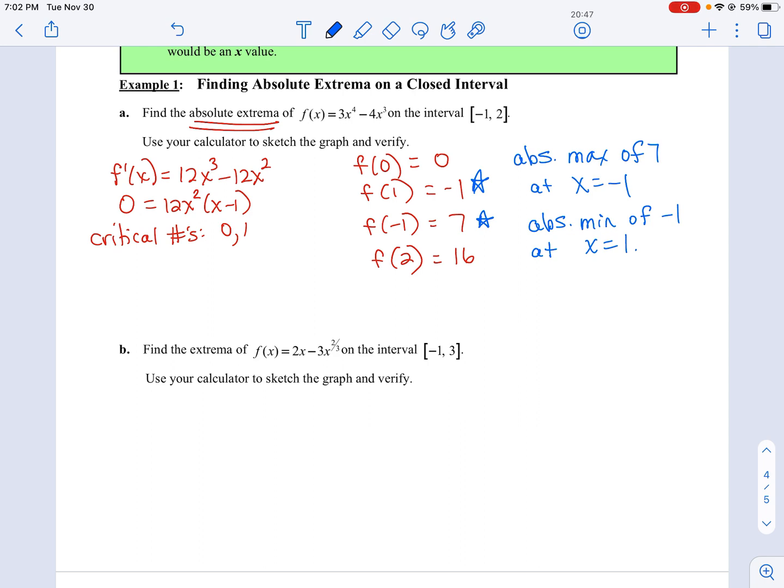Letter B. Let's go ahead and now, do you notice this says find the absolute extrema. So we're going to do the derivative. F prime of x would be 2 minus, when you bring down the power, the 3's cancel, and I get 2x to the -1/3. So this is 2 minus 2 over the cube root of x.